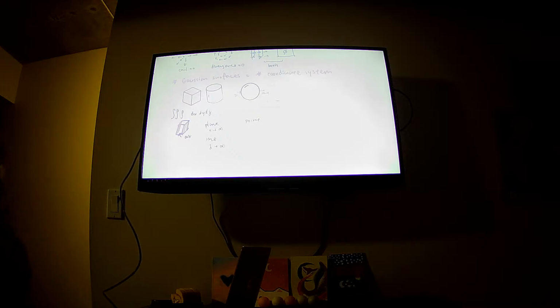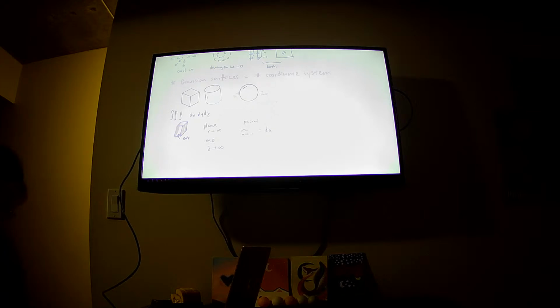So yeah, the point is just like, if I don't say dx, which is just jargon, I will just say that limit x goes to 0, which is the same as dx. You understand that's the same? Alright, cool.